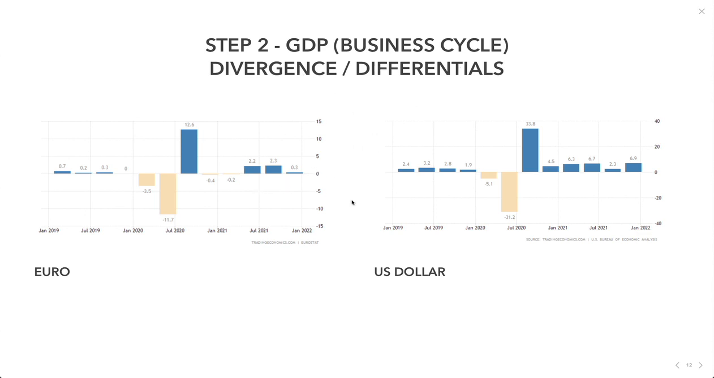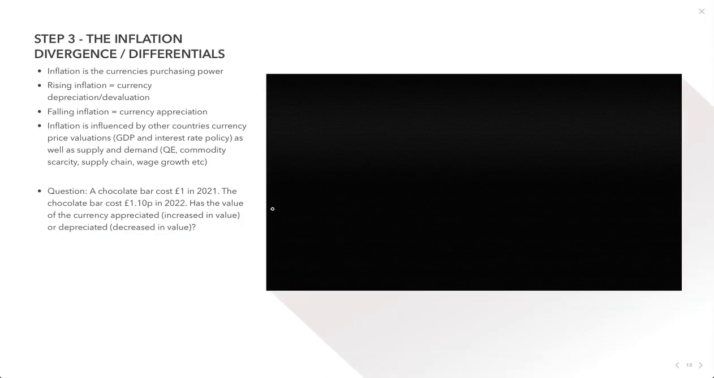Sometimes you might not get a divergence where they're moving in different directions, but if you can see the differentials, that is also one of the steps to help you understand what the central bank is likely to do with interest rates, because that is what is most important. What is the central bank likely to do with the valuation of the currency? Are they looking to hike rates, which means appreciating the currency, or cut rates, which will depreciate and devalue the currency? So this is one of the steps.